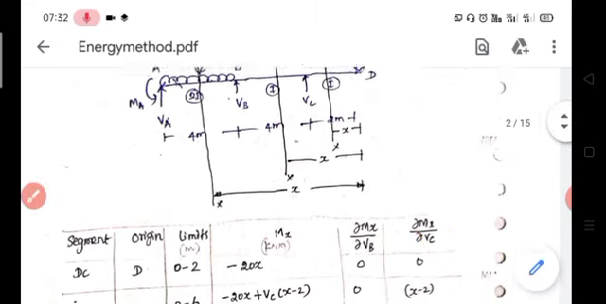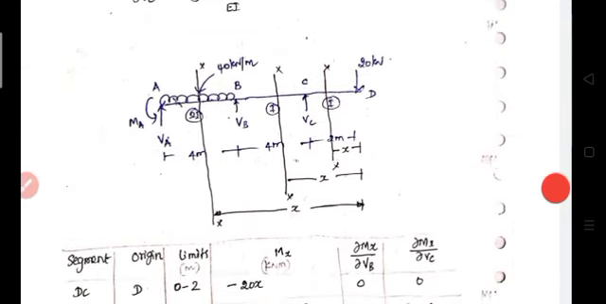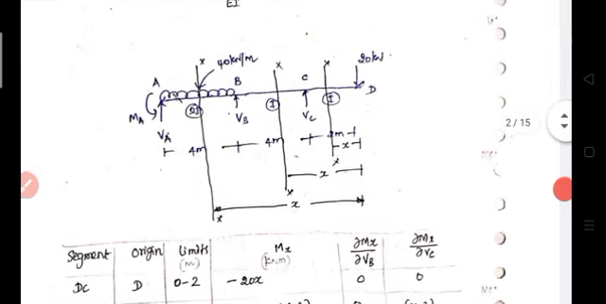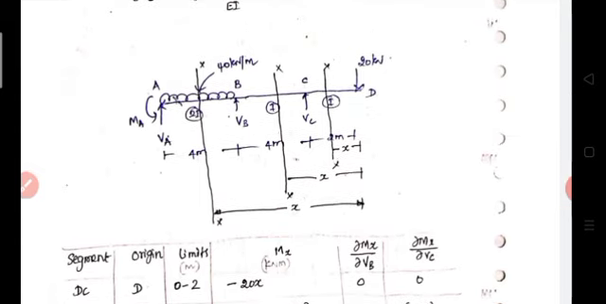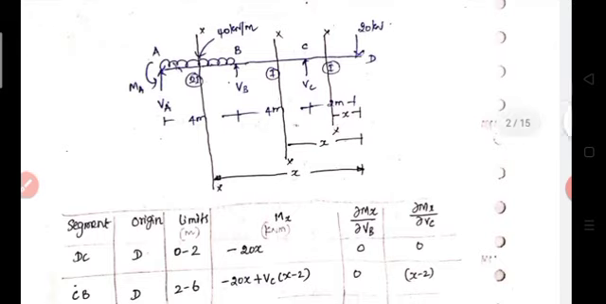In our case, for the segment DC, the moment on the right side of section XX will be minus 20x. It is a hogging moment, therefore minus 20x. Now partially differentiate Mx with VB, which is equal to 0, then partially differentiate Mx with respect to VC, again it is 0. Then consider segment CB.